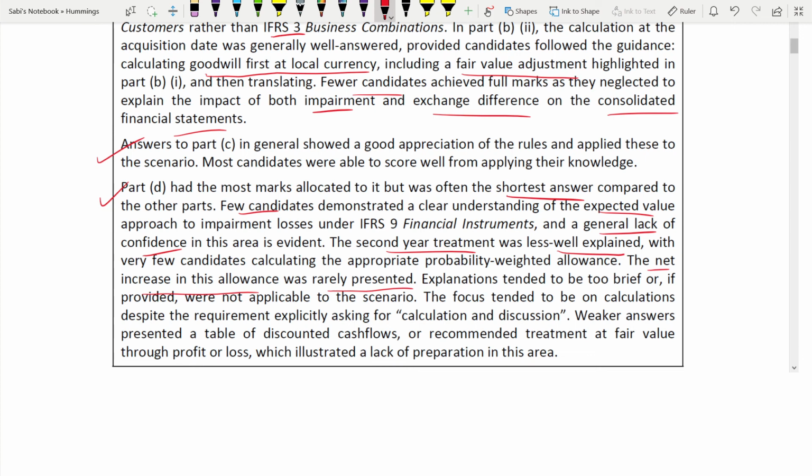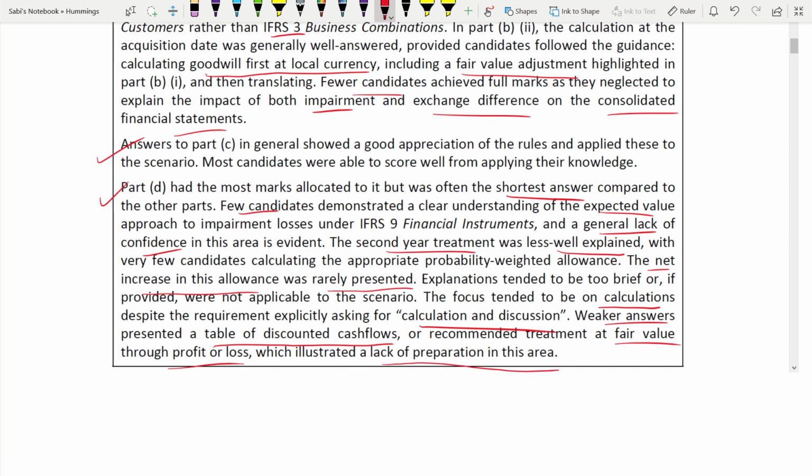Explanations tended to be too brief. They didn't apply to the scenario. And the focus tended to be on calculations. Mostly they focused on calculation and forgot about the discussion, but the requirements specifically asked for calculation and discussion. Weaker answers also made one more mistake: a discounted cash flow table is not needed. And some even recommended fair value through profit and loss. Where did this come from? You need to give it a thought, and it illustrated a lack of preparation in this area.